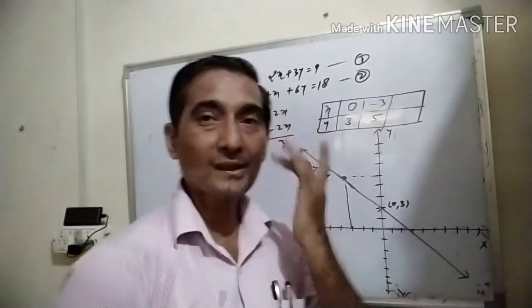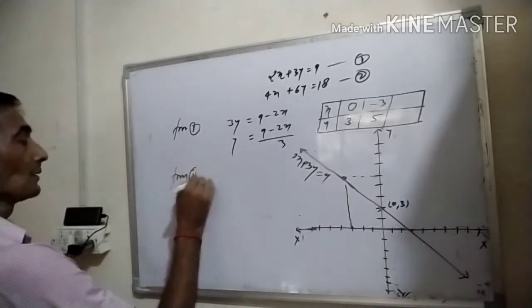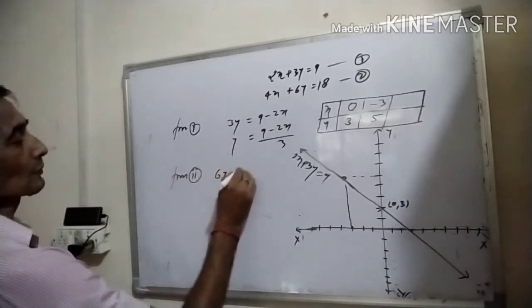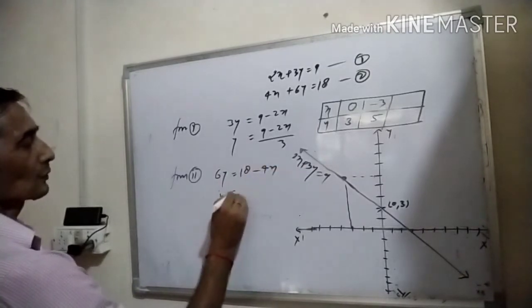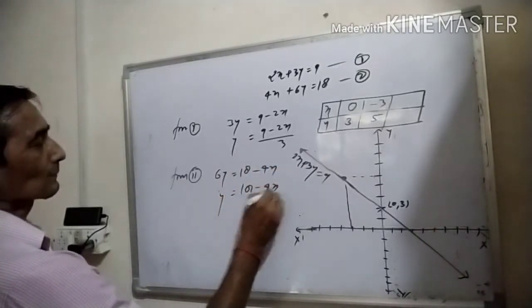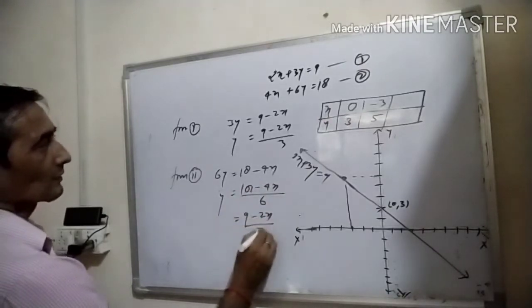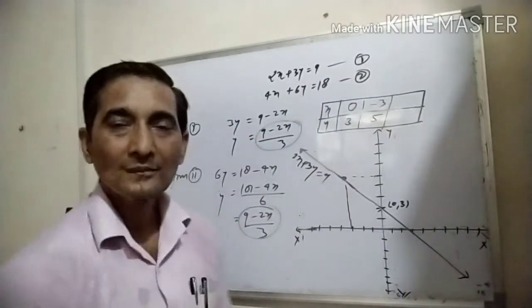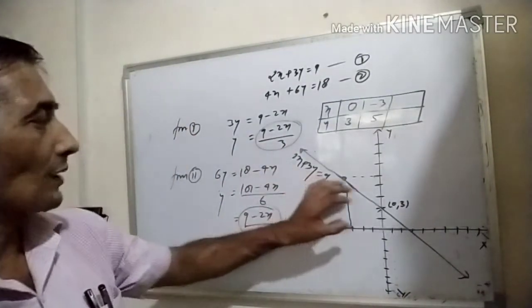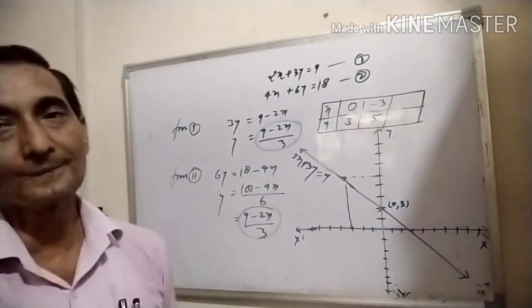Now from the second, 6y equal to 18 minus 4x, and y is equal to (18 minus 4x) by 6, or (9 minus 2x) by 3, just the same, and every value on this line also satisfies the second equation.